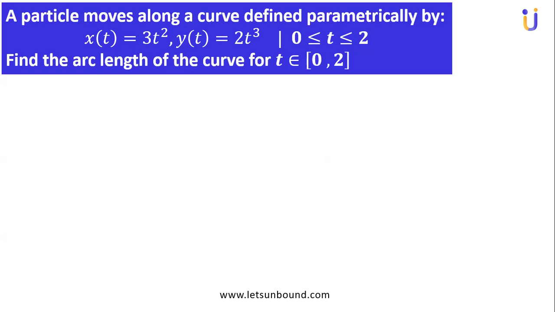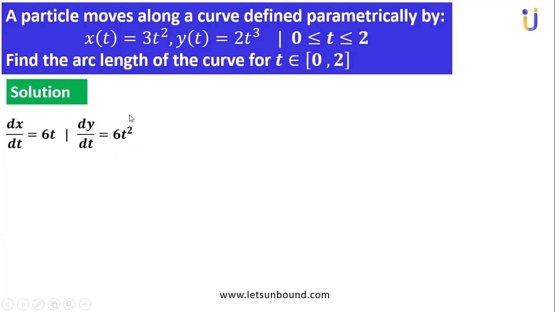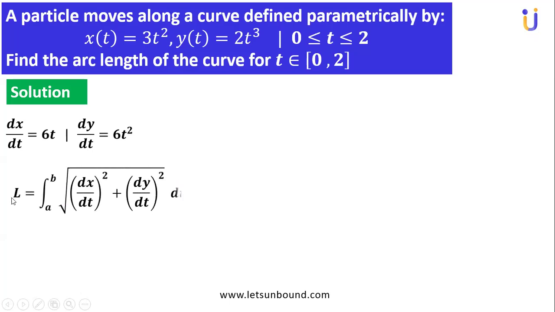A simple example: a particle moves along a curve defined parametrically, and the equations are given. They give the bounds. Find the arc length of the curve for t equal to 0 to 2. First thing, you know the formula. dx/dt and dy/dt you can find separately. This is all we need, and the bounds are directly given. So the length of the parametric curve is this, and you just write it. Now replace everything, the bounds and dx/dt, and simplify it.